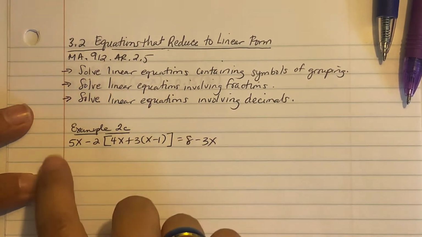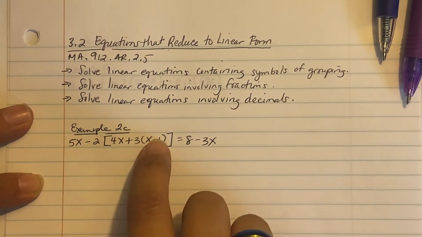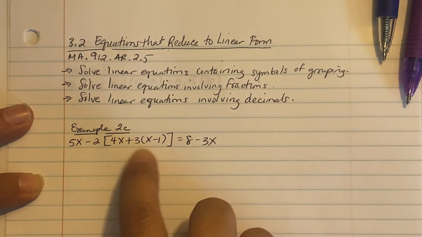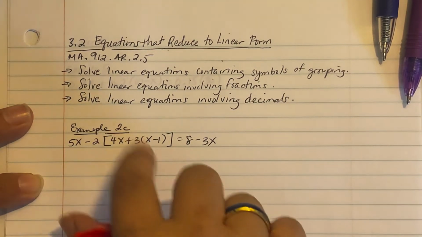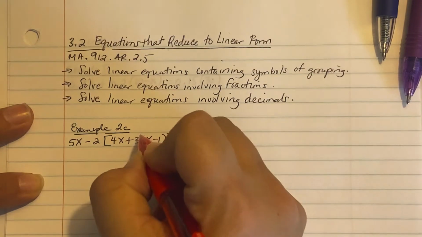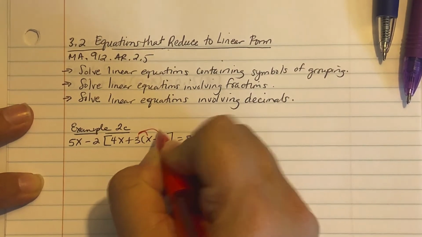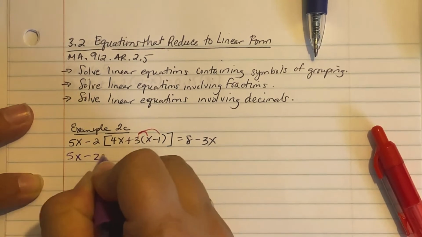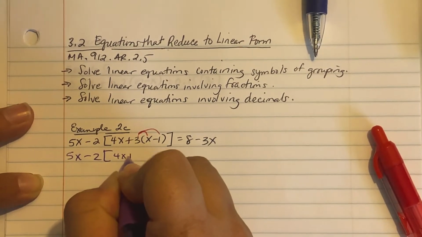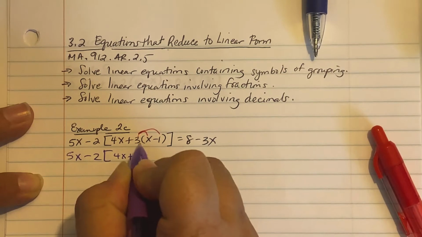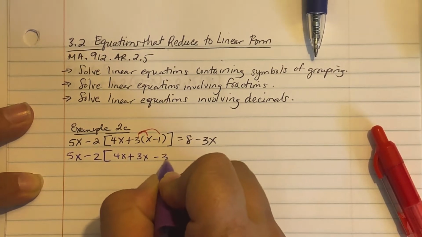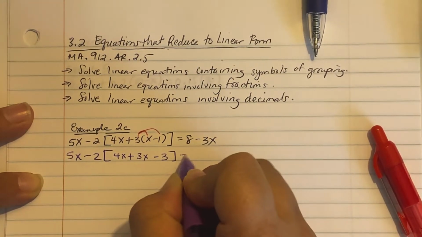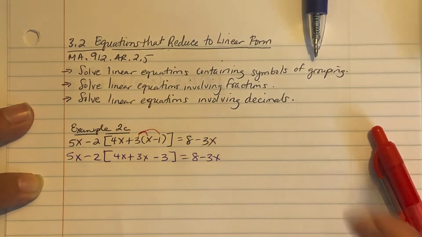So the first thing we notice is we have several grouping symbols. We have brackets and parentheses. When you're using grouping symbols, you want to work from the inside out. So first thing we need to do is distribute the 3 into the parentheses. So we have 5x minus 2, bracket, 4x plus 3 times the x is the 3x, 3 times the negative 1 is our negative 3, close your bracket, equals 8 minus 3x.